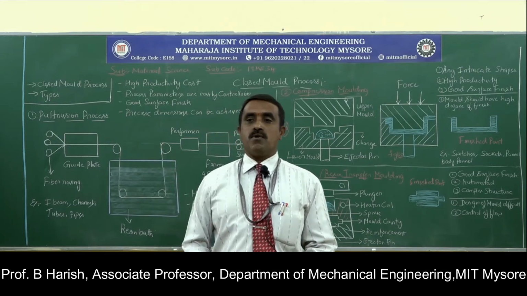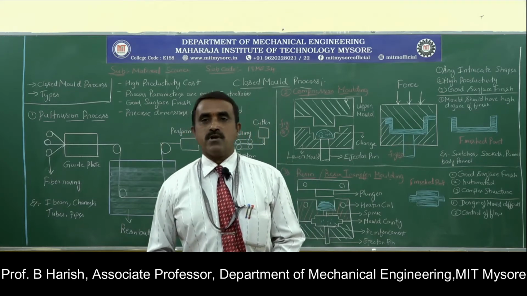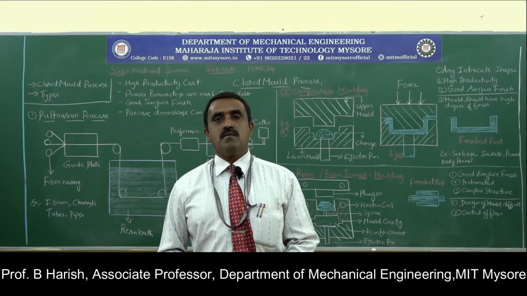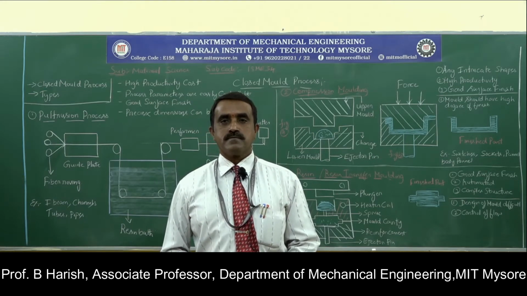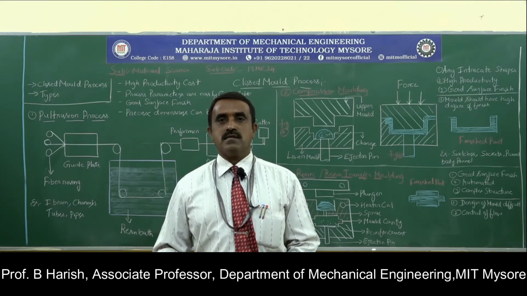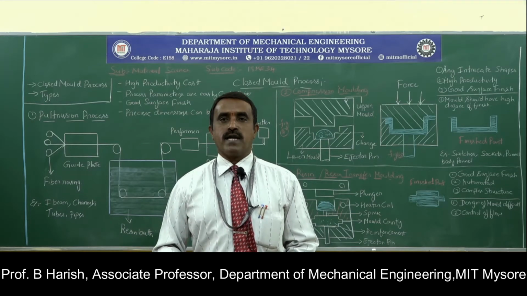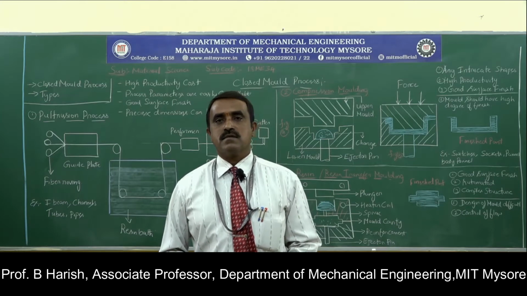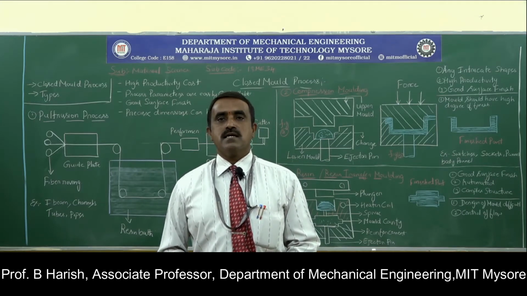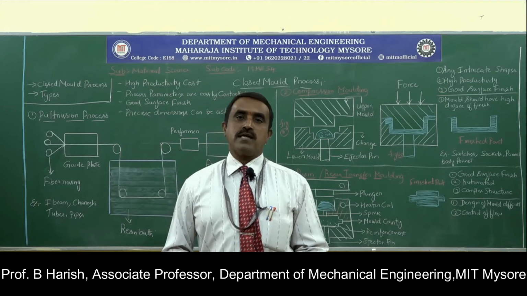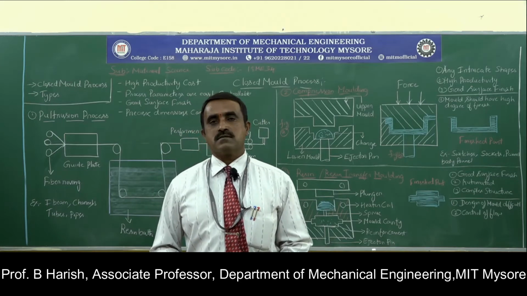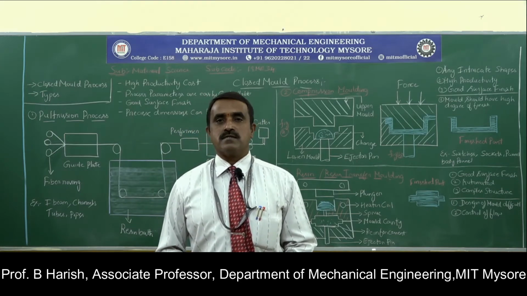Just to recall, composite materials are classified based on the matrix and based on the reinforcement. Based on the matrix, they are classified into different types: metal matrix, polymer matrix and ceramic matrix composites. Now, how do we manufacture or produce these composite materials?